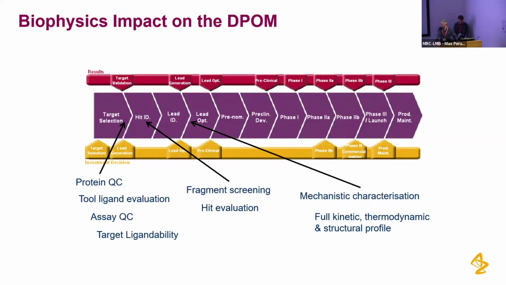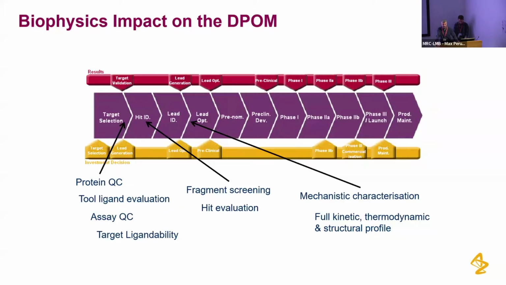So after we've run a biochemical primary screen, we want to make sure that those compounds are actually interacting with the target rather than just interfering with the detection system. And so we can use sensitive biophysics methods to measure that target engagement.